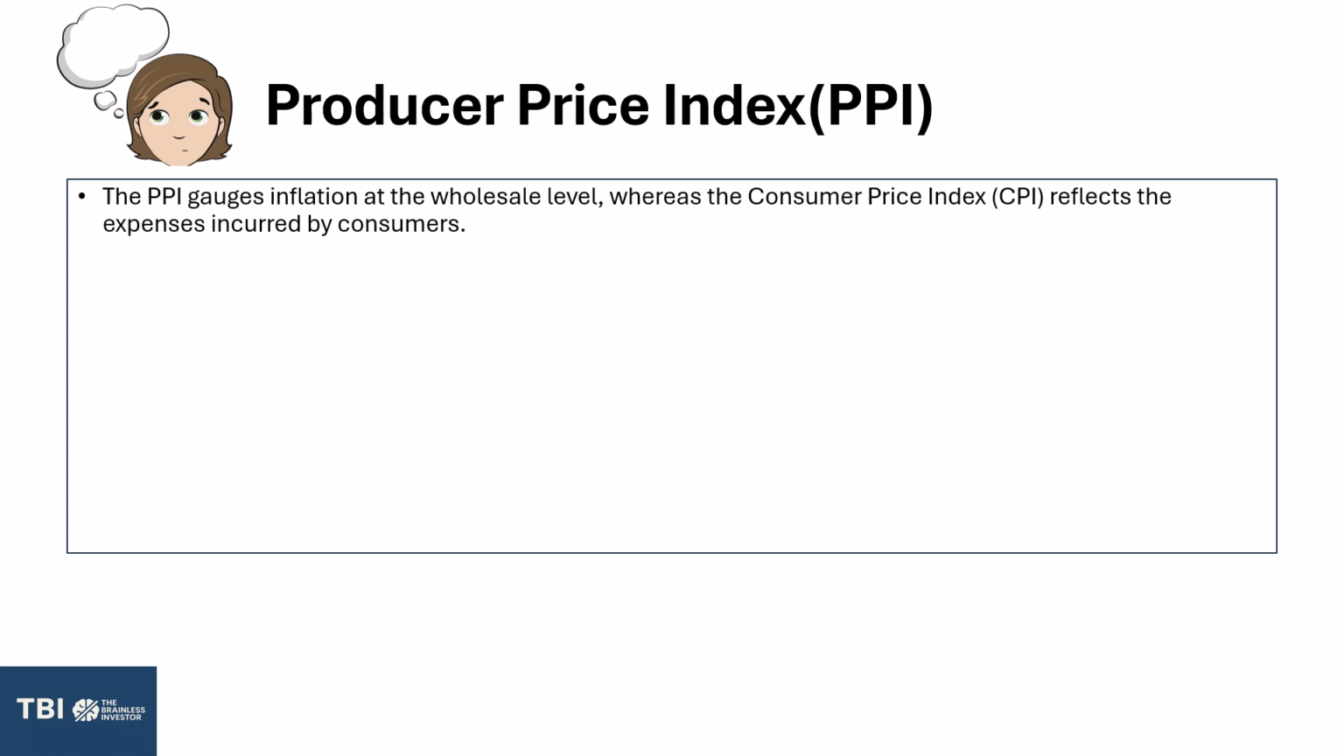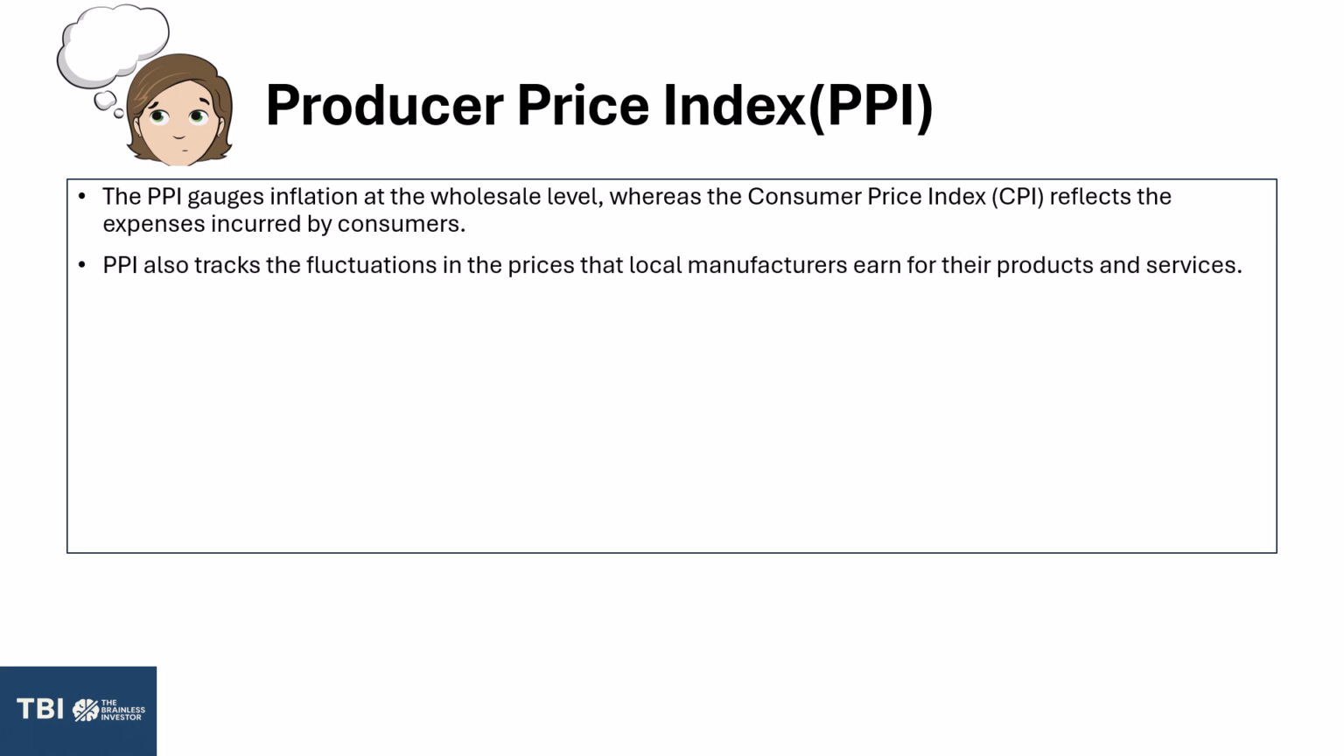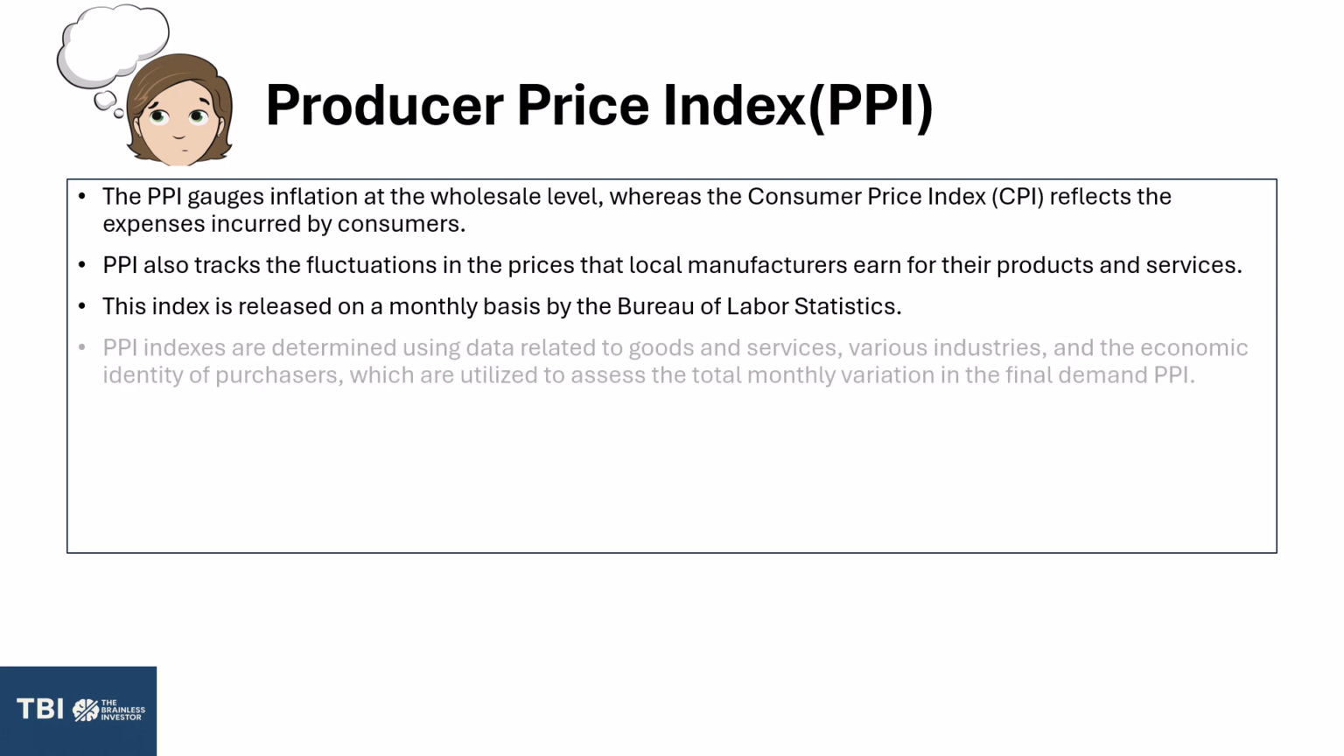The PPI gauges inflation at the wholesale level, whereas the Consumer Price Index (CPI) reflects the expenses incurred by consumers. The PPI also tracks fluctuations in the prices that local manufacturers earn for their products and services. This index is released on a monthly basis by the Bureau of Labor Statistics.